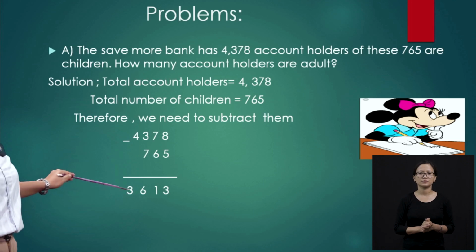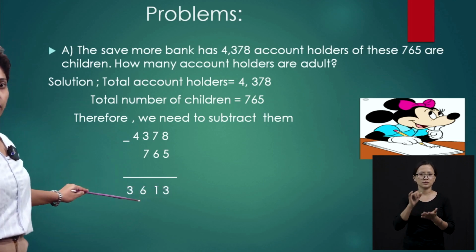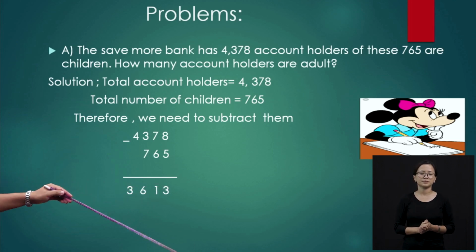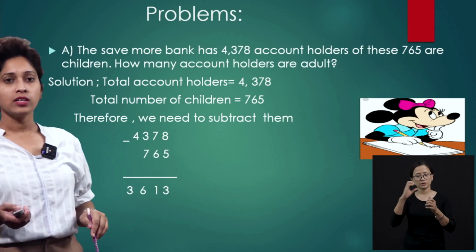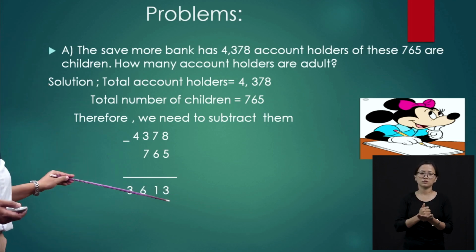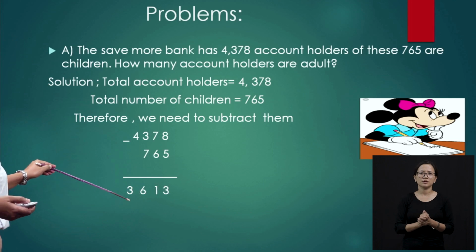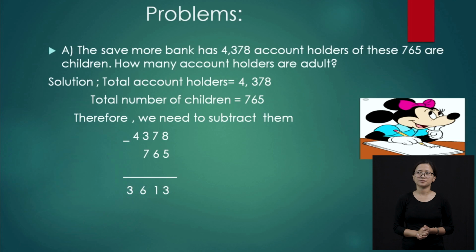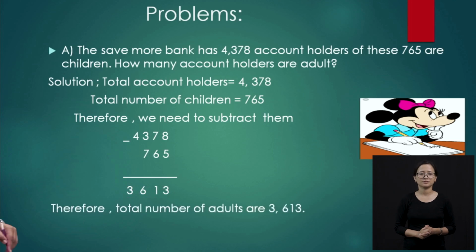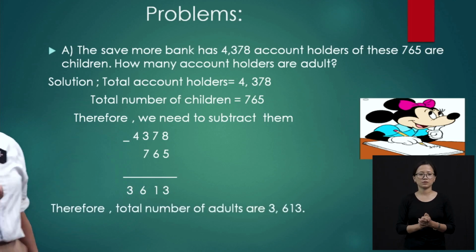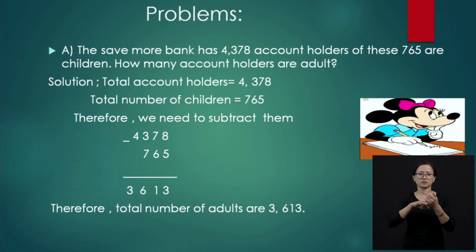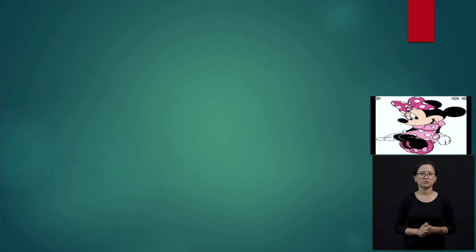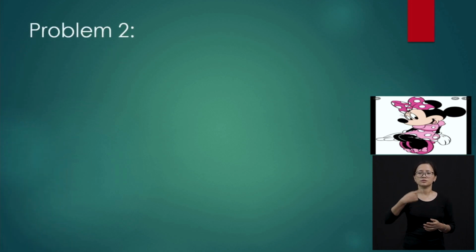So the total number that we got, how much? 3,613. So the total account holders who are adults is how much, children? It is 3,613, right? So the answer is, the total number of adults is 3,613, right? Okay. Now let's move to another problem.